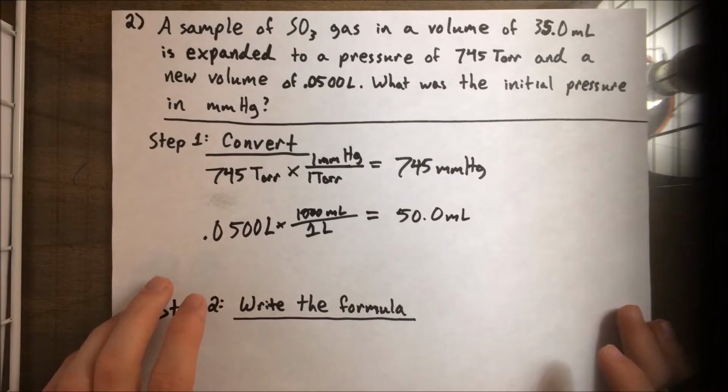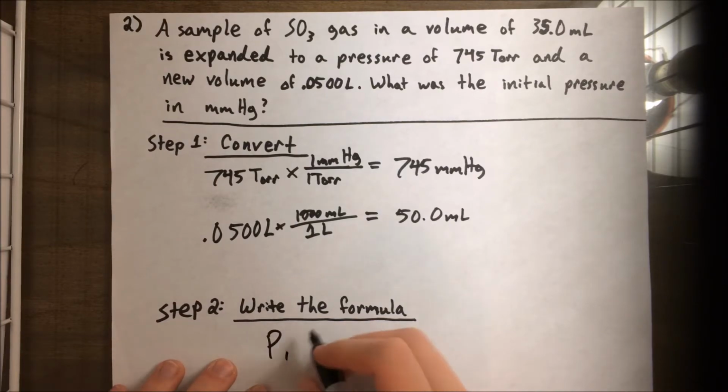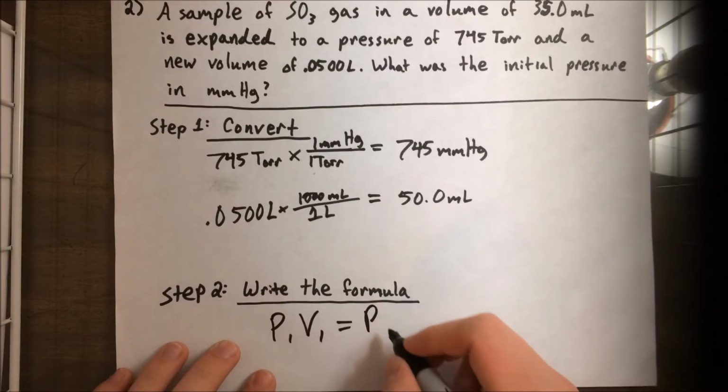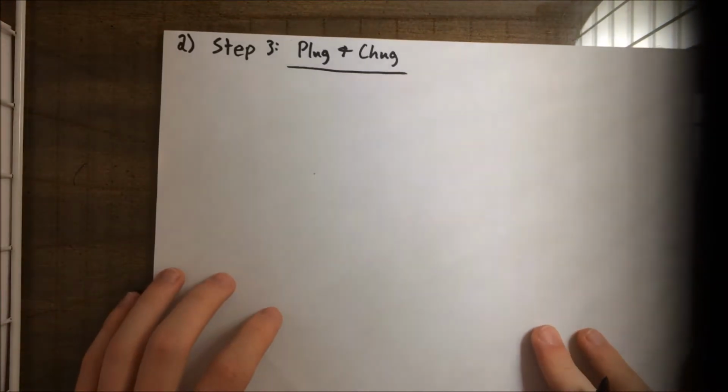Now some teachers are going to want you to work in liters because the ideal gas law deals with liters, but it's easier to work with this number. So if they don't, great. If they do, it's not that big of a deal. Just go with it. So then let's write the formula. So P1V1 equals P2V2. Okay. And lastly, step 3 is to plug and chug.